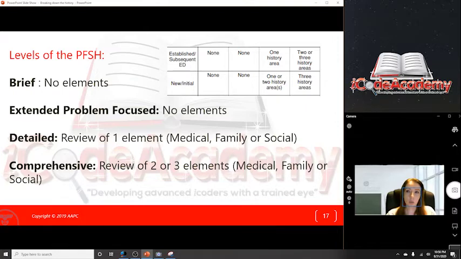So this is going to be one area for an established patient. So either the past, family, or medical history. Or for a new patient or an initial consult, it could be 1 or 2. And comprehensive. This is going to be 2 or 3 areas for an established patient and at least or all 3 areas for a brand new patient. So you do need to determine here if the patient is established to the provider as well as the practice or if they are considered a new patient.